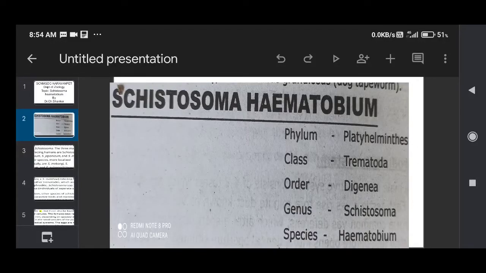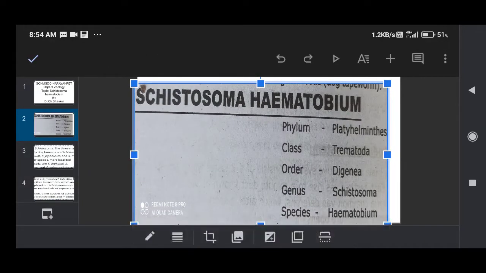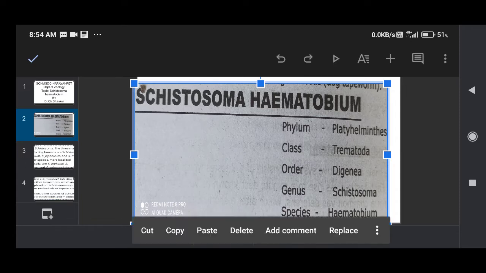Dear student, today we discuss Schistosoma haematobium. First of all, we look at the classification of this organism. Phylum Platyhelminthes, class Trematoda, order Digenea, genus Schistosoma, species haematobium.